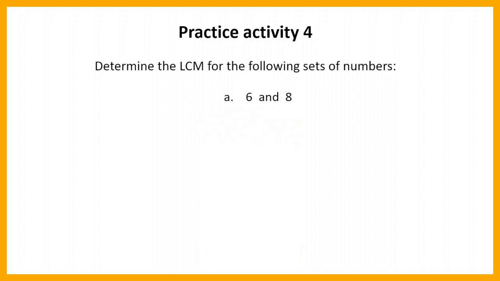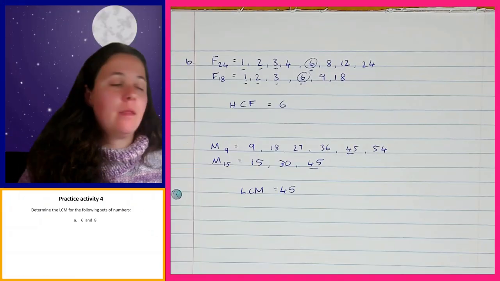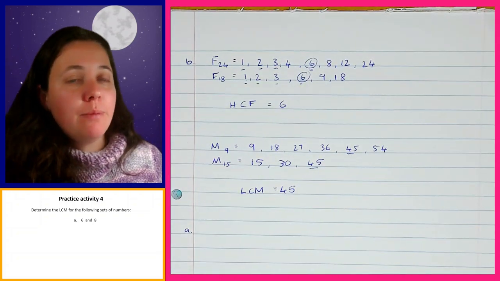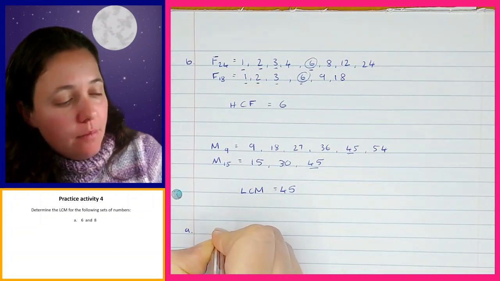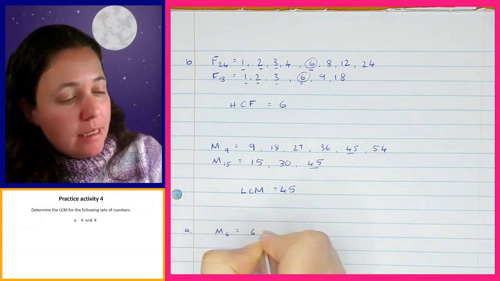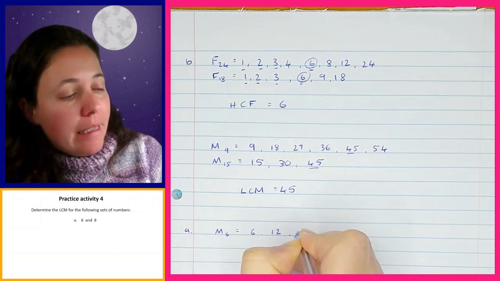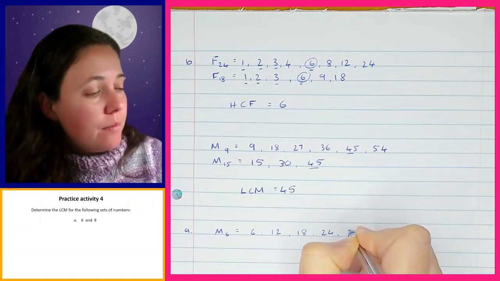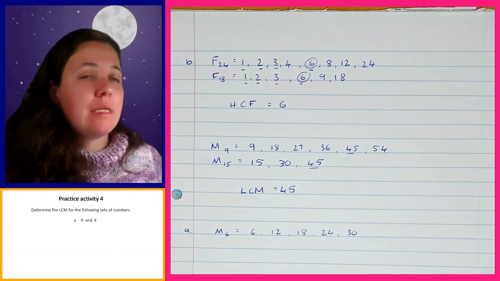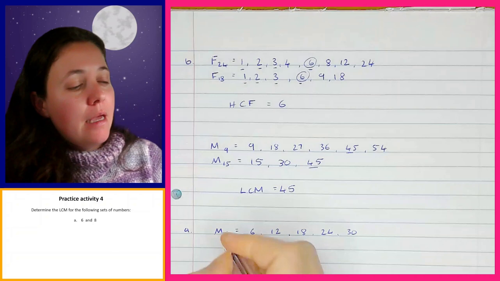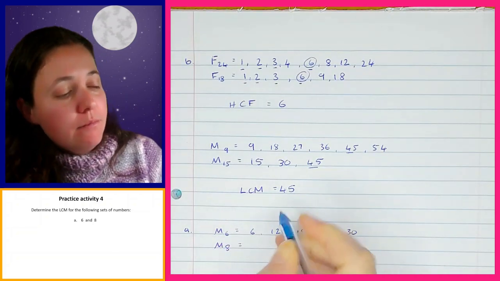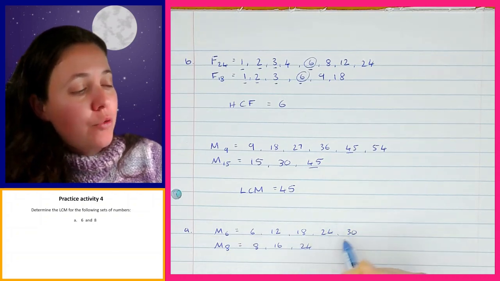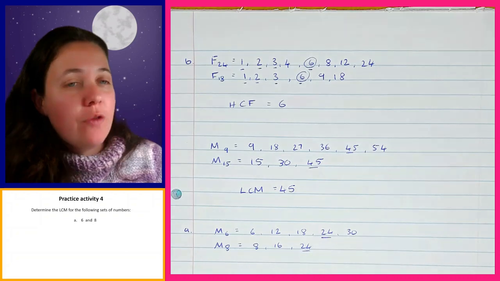Okay, you should be done with that question. So let's go through the answer. So for question A, we need to first find the multiples of 6. So the multiples of 6, we start with 6. Then we've got 12, then 18, and 24, and then 30. And we could continue, but I'm going to stop there for now and we'll see if we need to come back. Then the multiples of 8. I start with 8, then I have 16, and then I have 24, and I can already see over here I've got 24 and 24, which is the same.